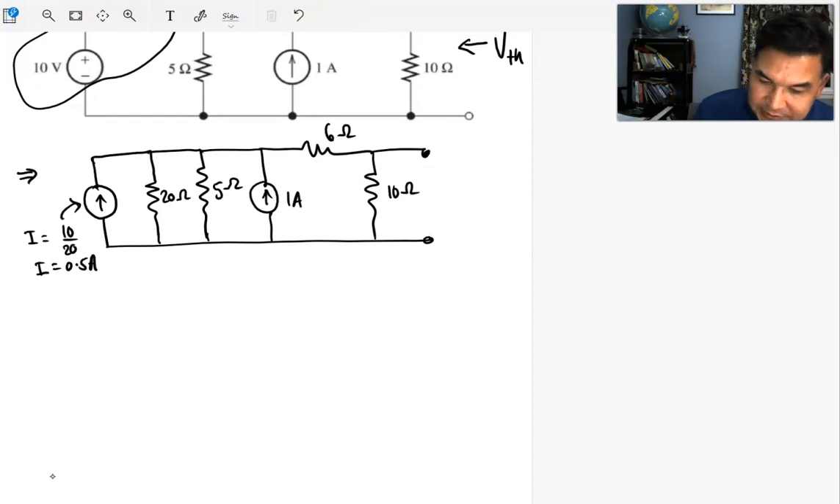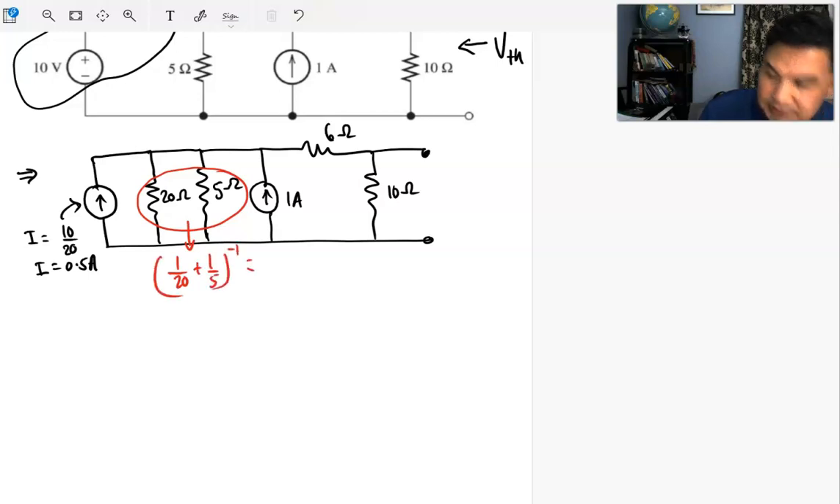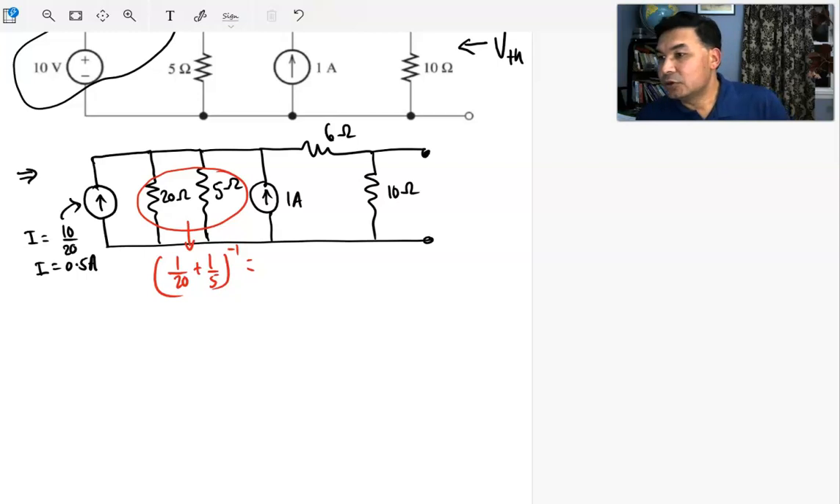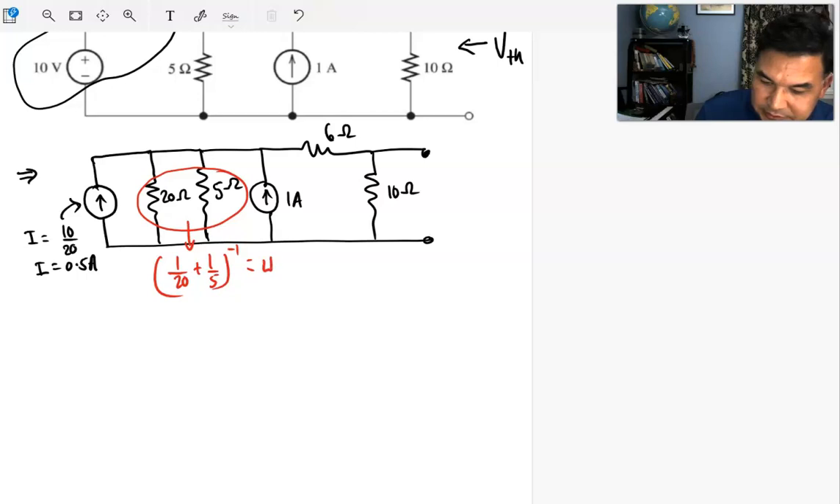Now, again, keep doing the source conversion. Just keep simplifying the circuit. Now I can see this. What is the equivalent resistance of this 20 ohms and 5 ohms? They are in parallel. So its equivalent is 1 over 20 plus 1 over 5, and if you do that, it's going to give you 4 ohms. So this can be replaced by 4 ohms.